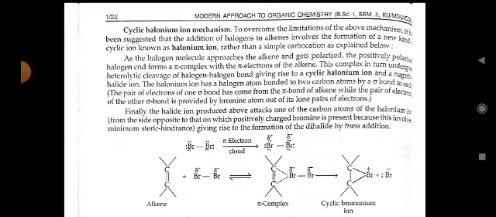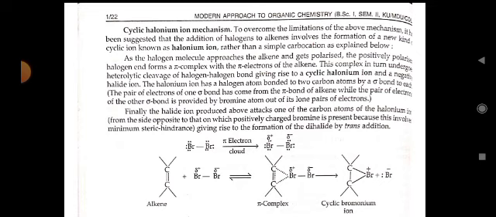This complex in turn undergoes heterolytic cleavage of the halogen-halogen bond, giving rise to a cyclic halonium ion and the negative halide ion. The halonium ion has a halogen atom bonding to two carbon atoms by a sigma bond to each. The pair of electrons of one sigma bond comes from the pi bond of the alkene, while the pair of electrons of the other sigma bond is provided by the bromine atom out of its lone pair of electrons.